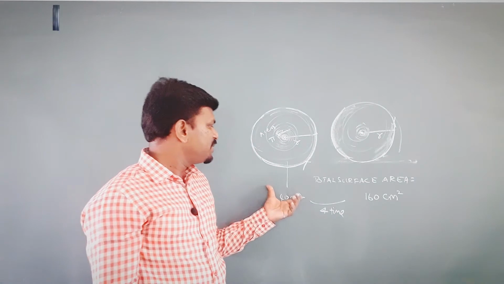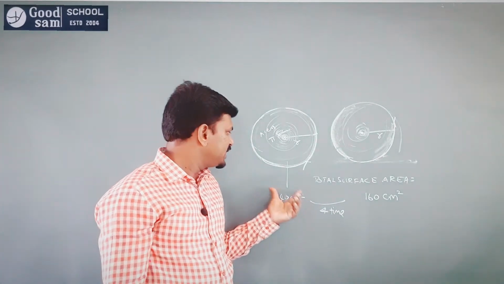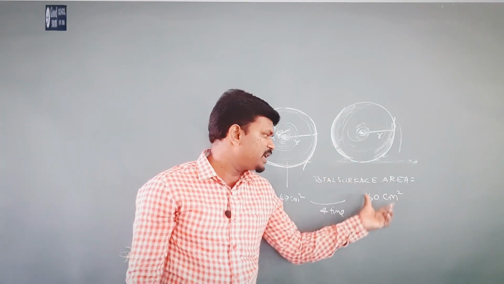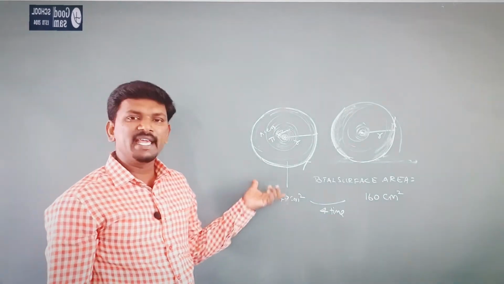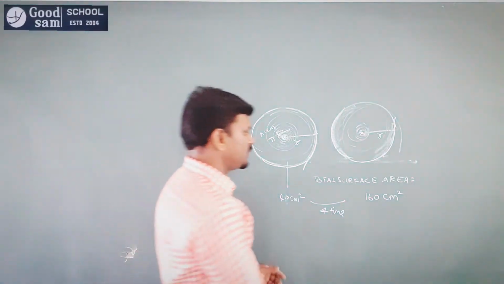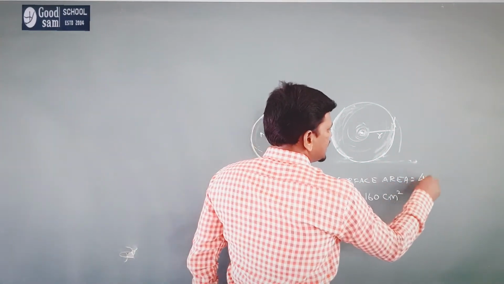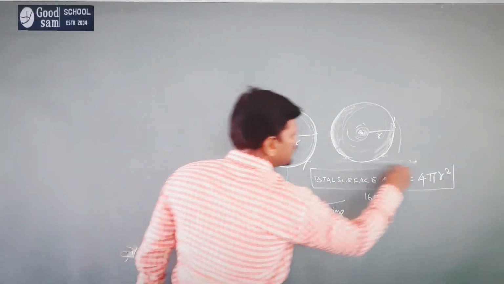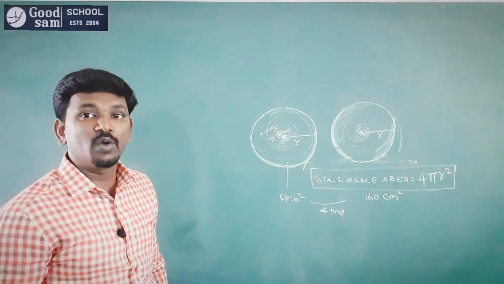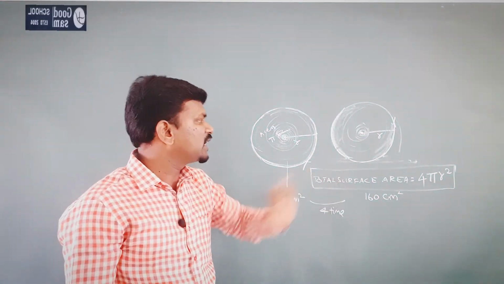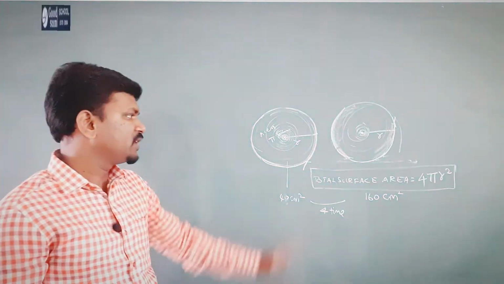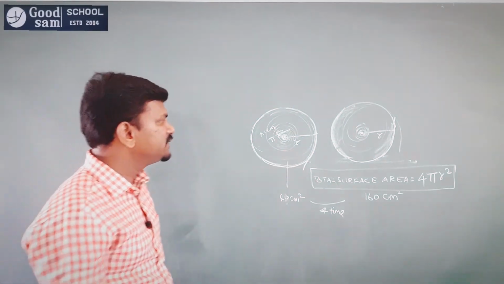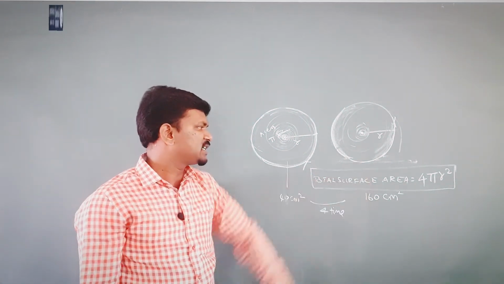So from that we can see the surface area of a sphere is 4 times the area of a circle. So the total surface area of a sphere is 4πr². A very simple explanation to understand the formula of the total surface area of a sphere. This is the total surface area of a sphere.